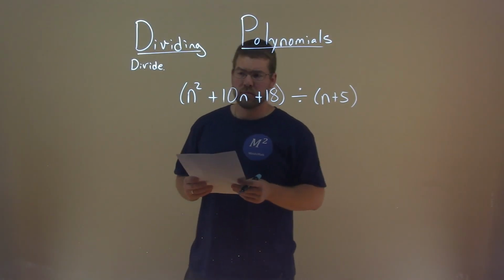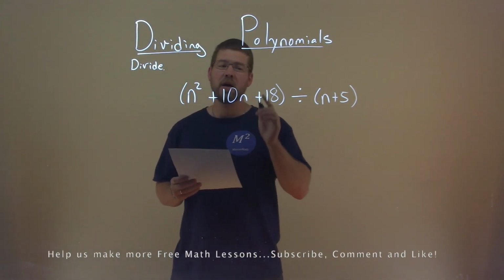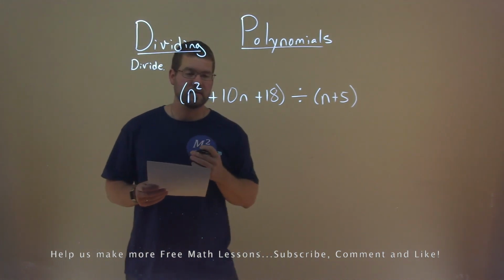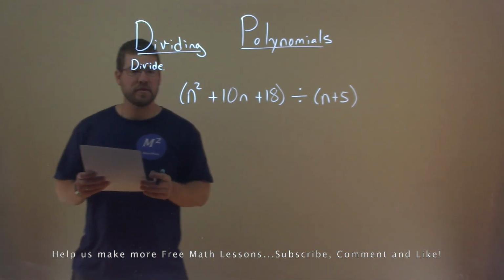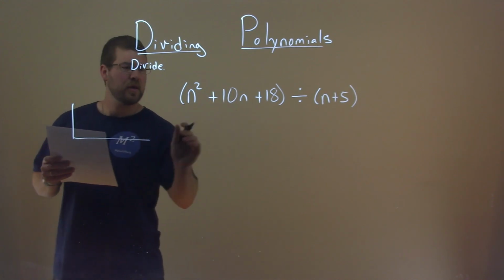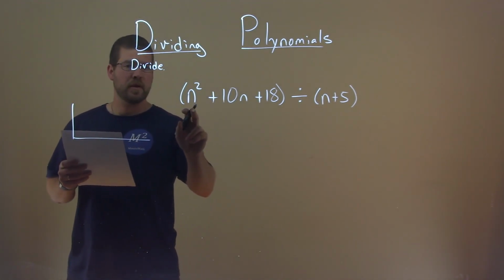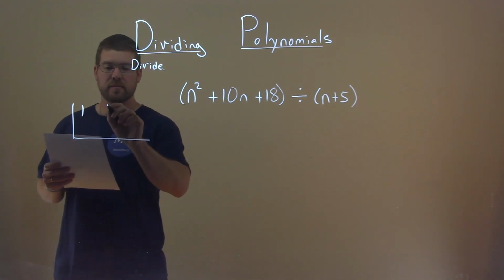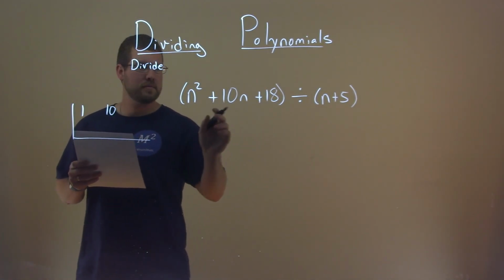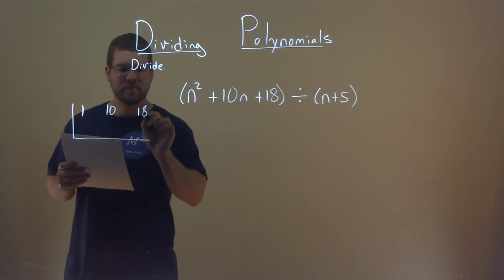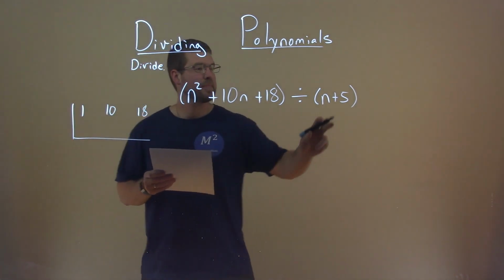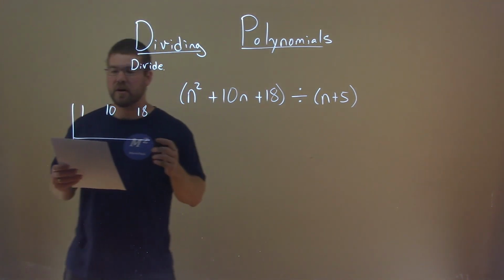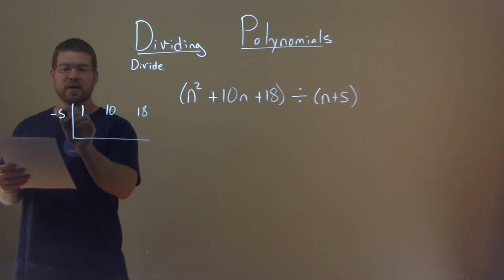We're given this expression, n squared plus 10n plus 18 divided by n plus 5, and we need to divide this. Well, let's use synthetic division here. I'm going to set it up. We look at the coefficients of our first part. What's in front of the n squared is a 1, in front of the n is a 10, and in front of the 18, well, it's just the 18. Now we look at the other part, n plus 5. Well, we have a positive 5, so we're going to be opposite of that, negative 5. So put a negative 5 right here.